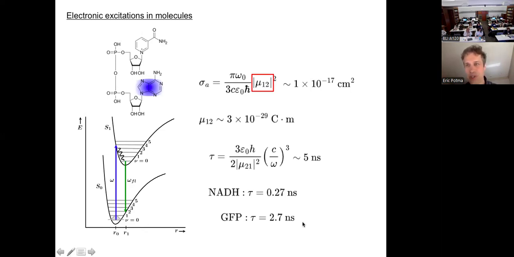And GFP, of course, is in a barrel, in a protein barrel. This chromophore is hidden in this barrel. It's protected, and that is one of the reasons why the lifetime is longer and the efficiency, the quantum yield, is higher.